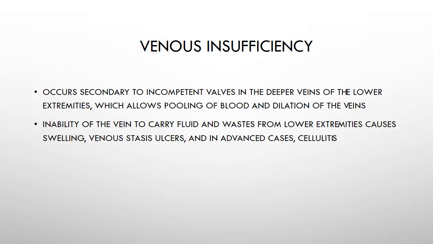Venous insufficiency. It occurs because of valves in the extremities, in the deeper veins of the lower extremities, and it allows pooling of the blood and dilation of the veins. So the vein is unable to carry fluid and waste from the lower extremities, and this causes swelling, venous stasis ulcers, and in significantly advanced cases, some cellulitis, which is why cellulitis is in this chapter.